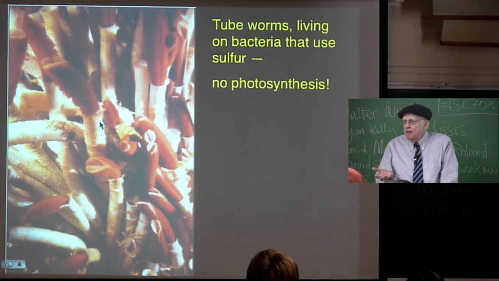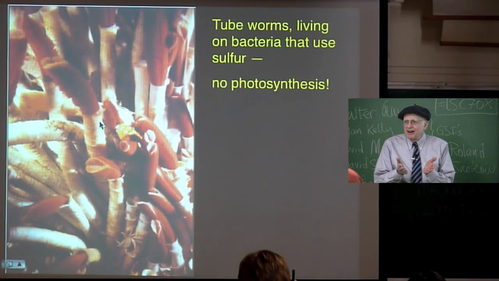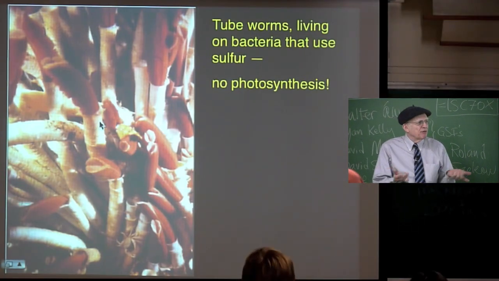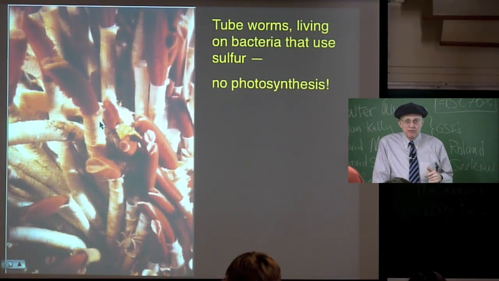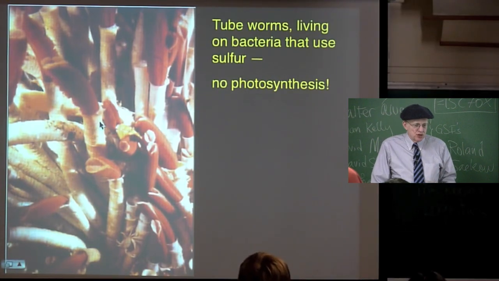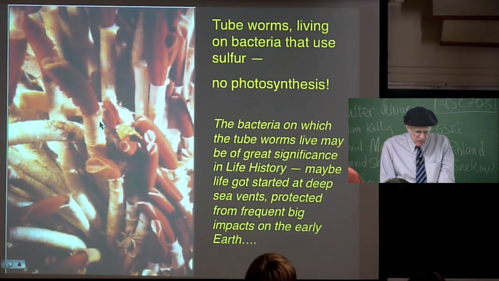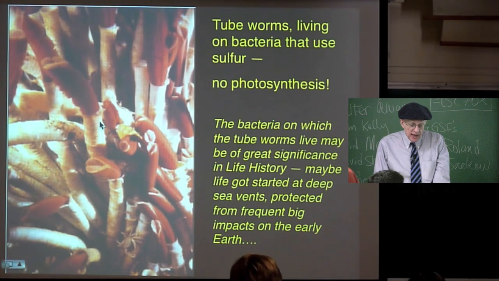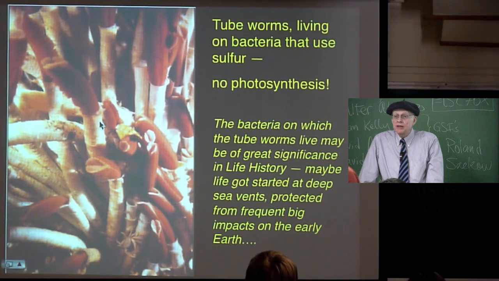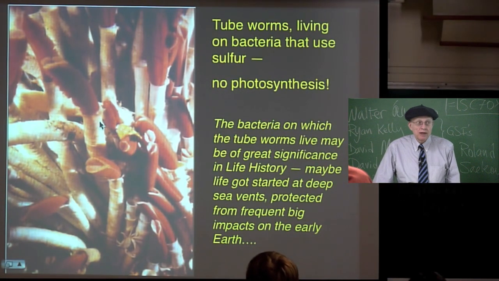Nobody had ever imagined that down on the crest of the mid-ocean ridge, you would have life in forms that nobody ever thought of before. There's no sunlight there. These things are working on some sort of a chemosynthetic food chain. It isn't a photosynthesis-based food chain. And they discovered all these amazing things. Bacteria on which the tube worms live may be of great significance in life history. And maybe life got started at deep sea vents, protected from frequent big impacts on the early Earth. So these things may have something to do with the very early history of life.